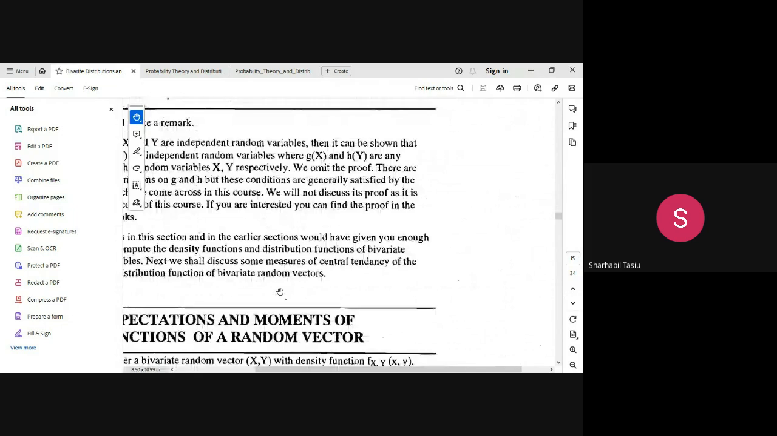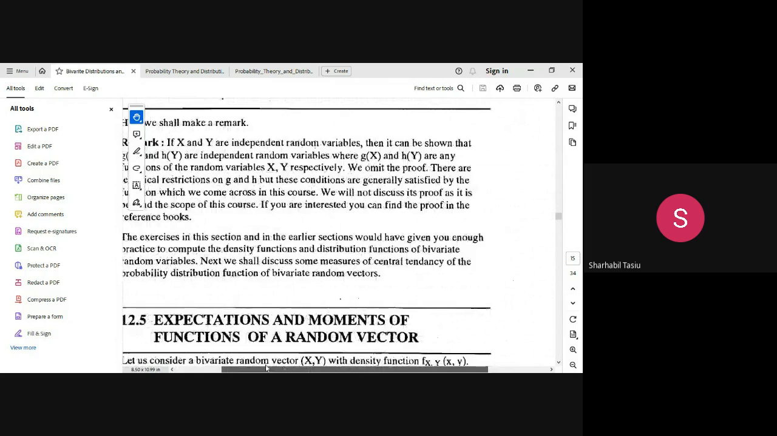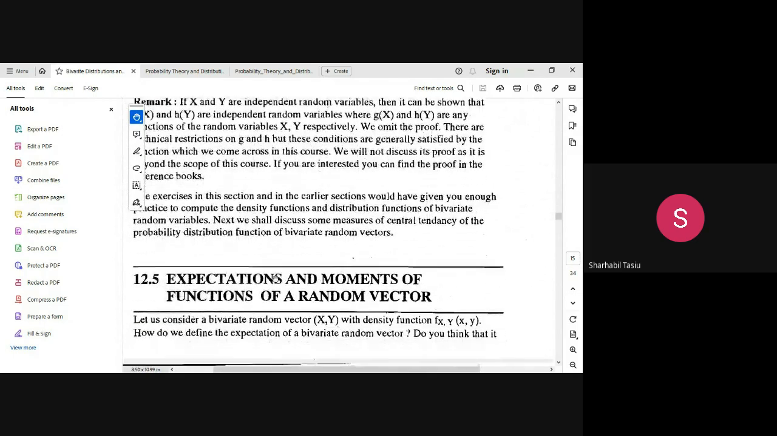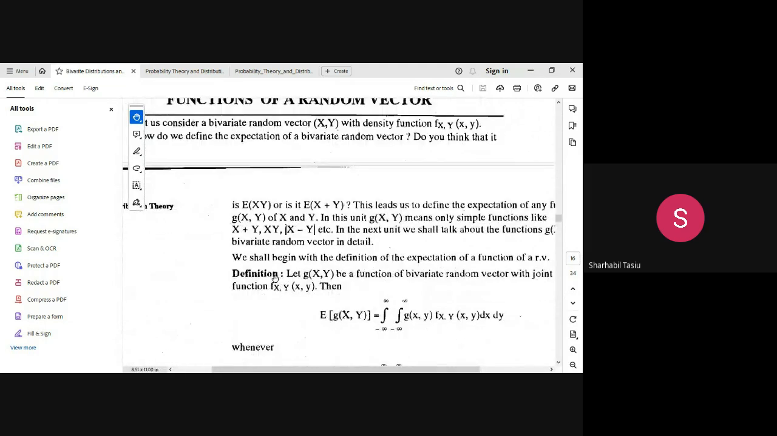Okay, I'm getting closer. So we have expectations and moments of functions of a random vector. As you are seeing the expectation, we are looking at the expectation of a bivariate distribution. That's why we have x and y here. Or you can simply represent it as the expectation of x plus y.